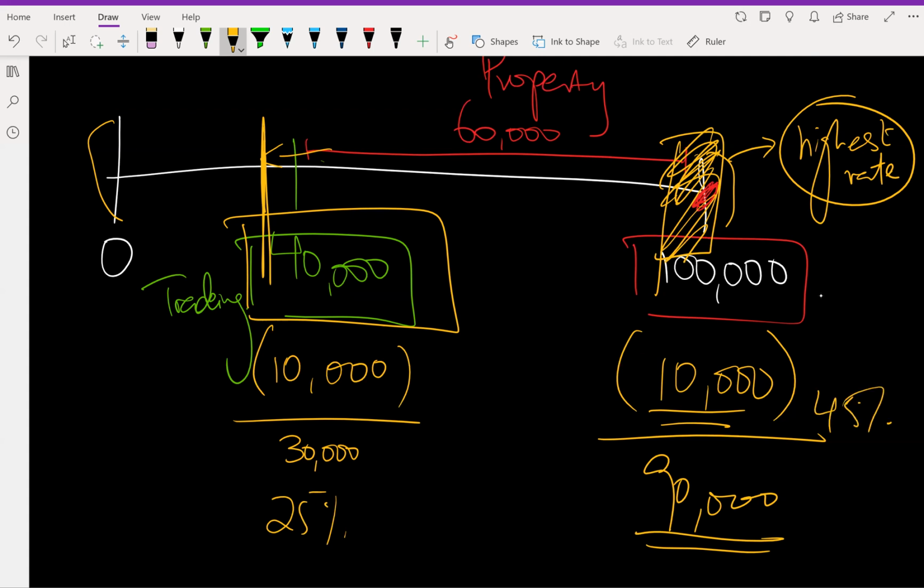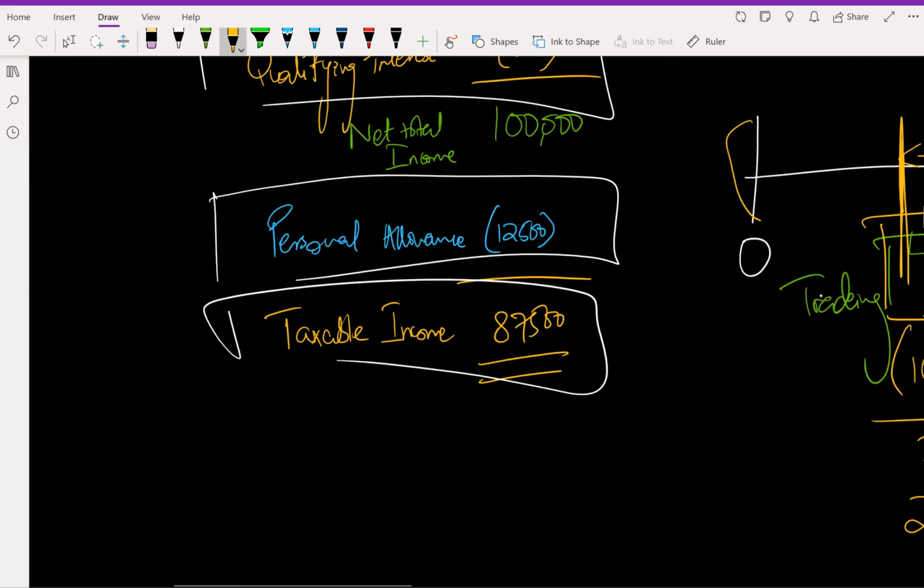Which one is more beneficial? 45 or 25? You want to chop off the 25 or you want to chop off the 45? Which one would you like to chop off? 45. It kind of makes sense. 45, so that you can maximize the tax savings. Yes, correct. So this is the case.